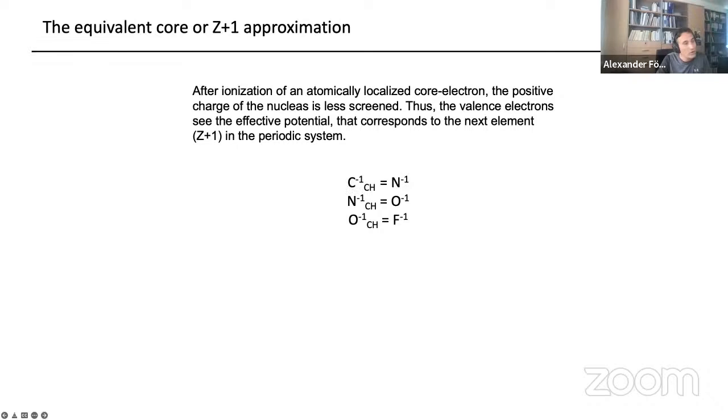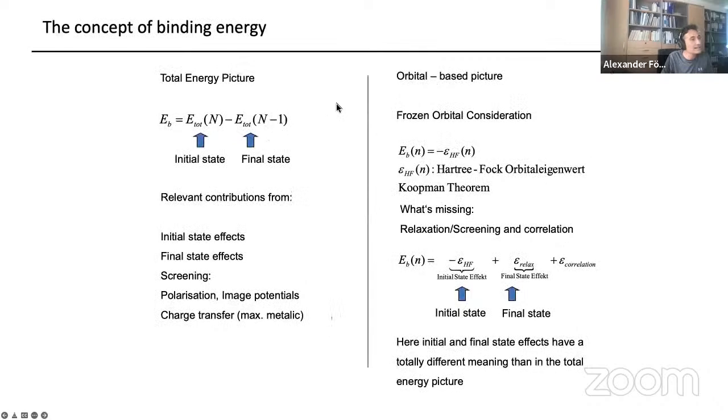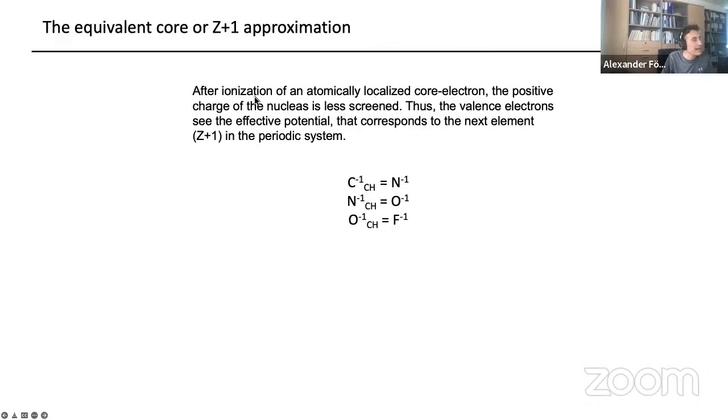the core ionized or core excited species has a chemical equivalence to the next element, the Z+1 element in the periodic table. This is the so-called equivalent core or Z+1 approximation, which greatly helps experimentalists who look at soft X-ray or X-ray spectroscopic data to get an understanding of what they're looking at. And you could say after ionization of an atomically localized core electron, the positive charge of the nucleus is less screened. And thus, all valence electrons see the effective potential that corresponds to the next element in the periodic table.